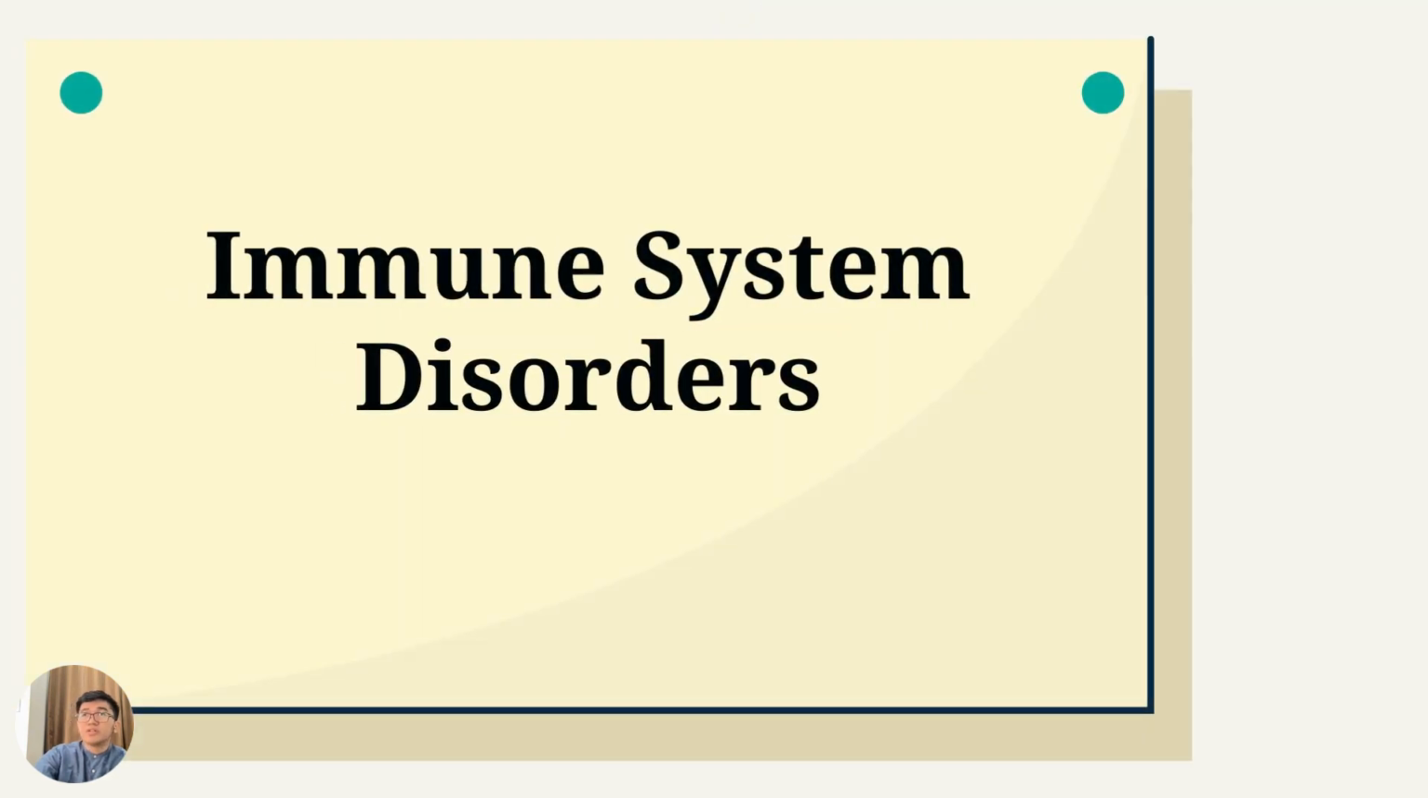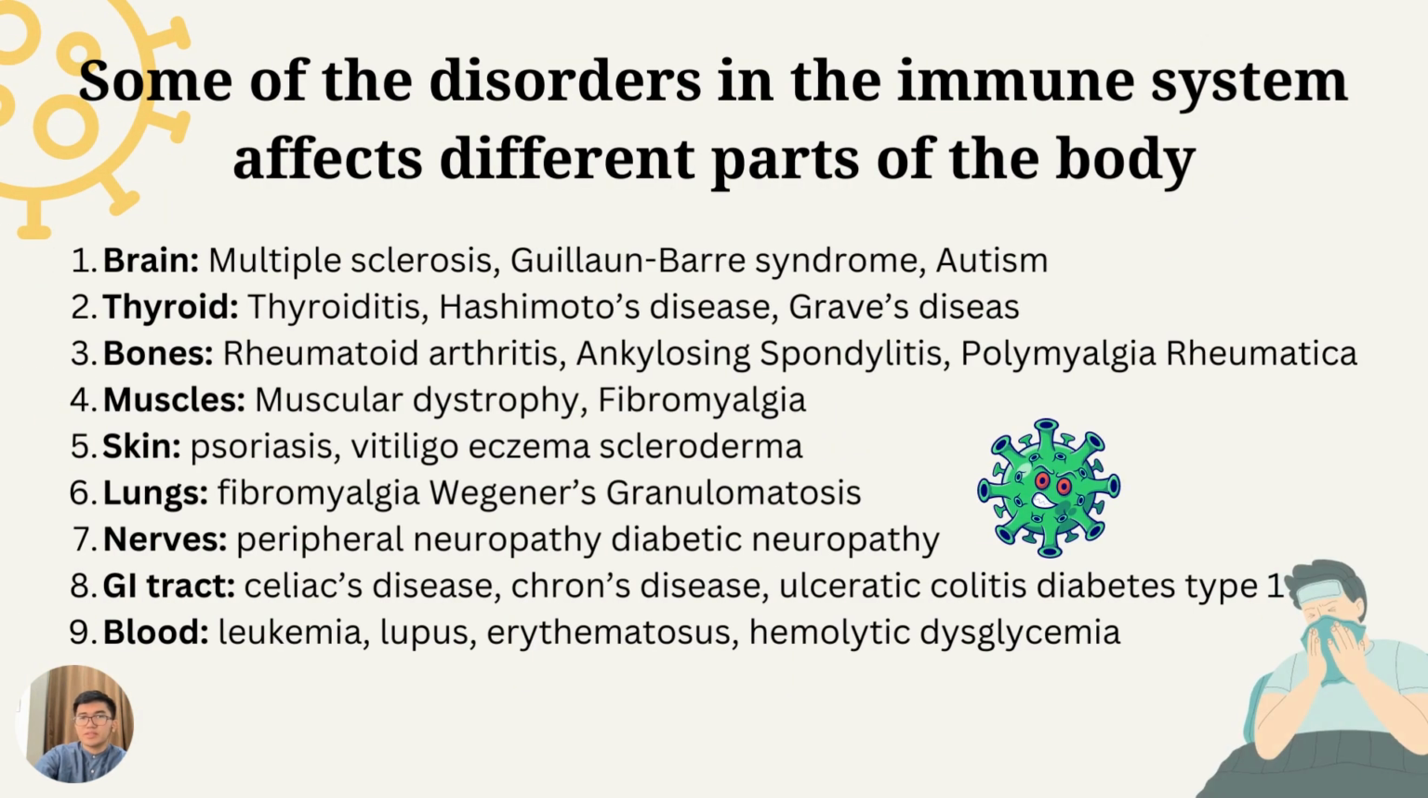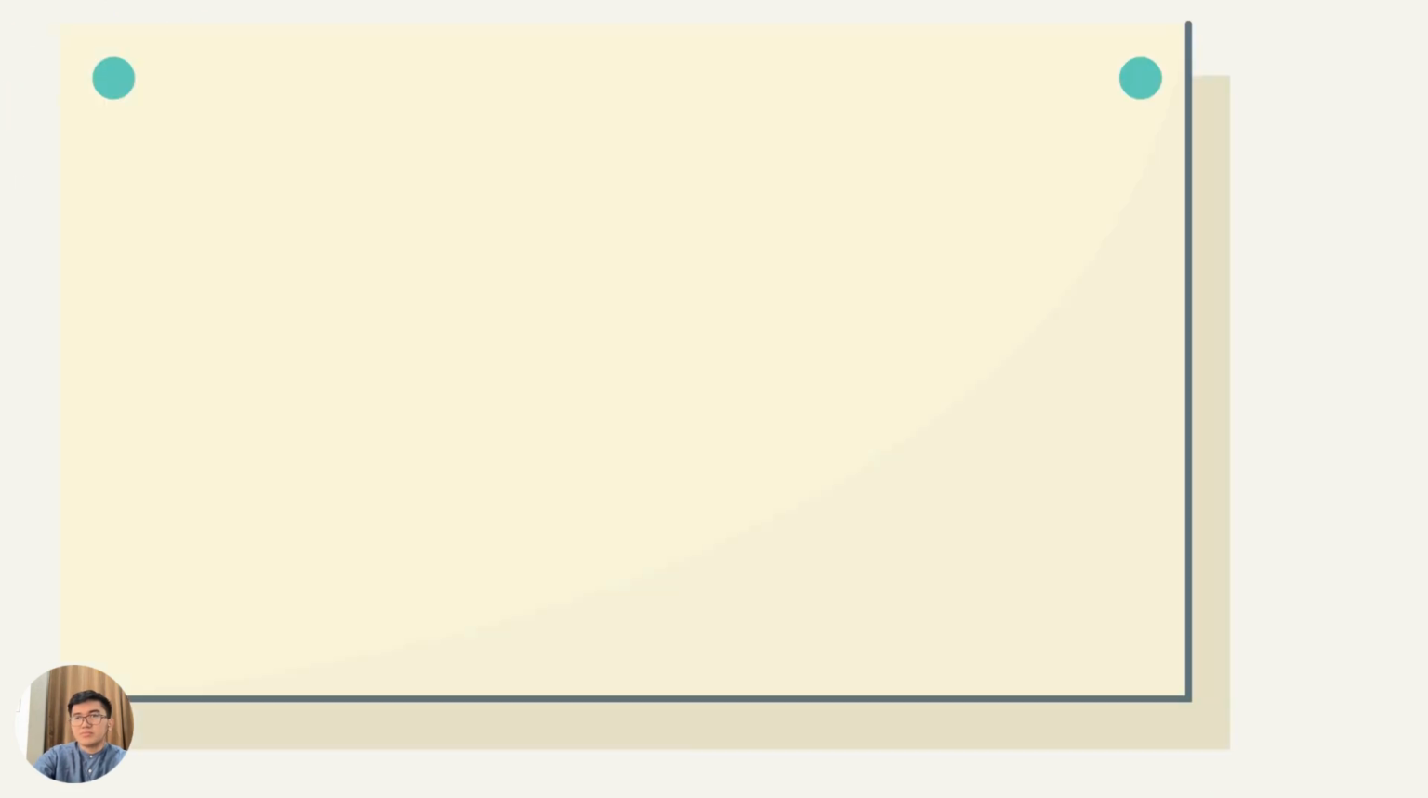Next, we're going to move on to immune system disorders or diseases. They can affect different parts of the body: brain, thyroid, bone, muscles, skin, lungs, nerves, gastrointestinal tract, and blood.